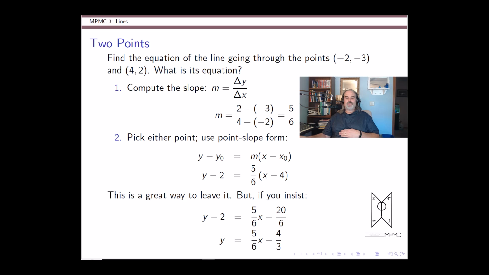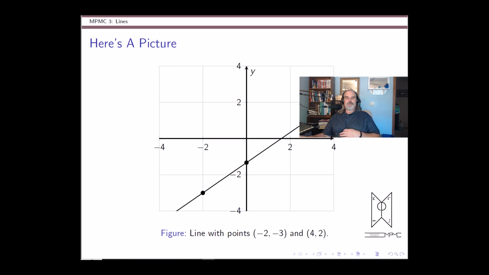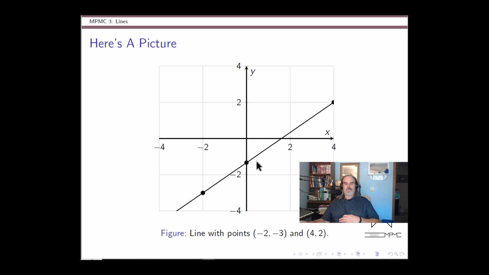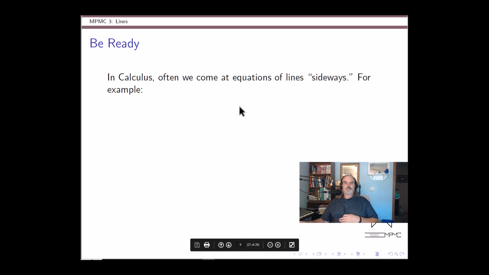And again, a picture. Let's look for a y-intercept of negative 4/3. There we go. And a slope of 5/6, which is almost 1. So it's almost a perfect diagonal, not quite. And remember, the original points were -2, -3. There we go in the lower left. And 4, 2. And there it is. So everything is consistent along that line.